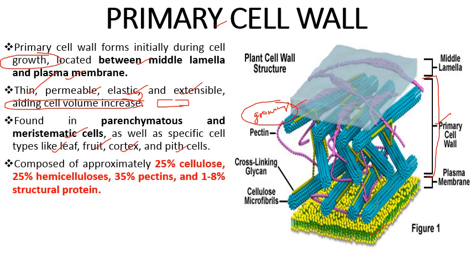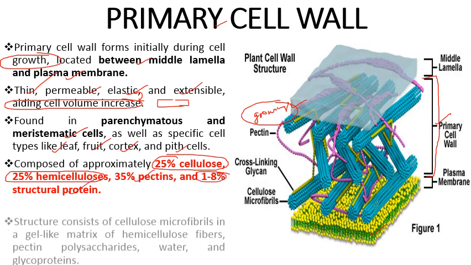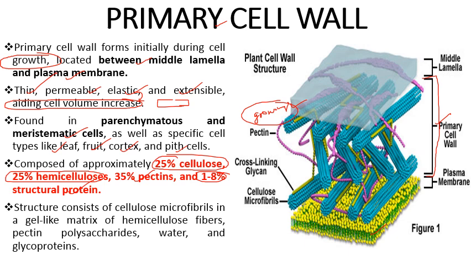और जो ये इसकी केमिकल कंपोजिशन है, it contains 25% cellulose, 25% hemicellulose, 35% pectins and 1 to 8% special structural proteins. तो ये इसकी chemical composition है. If we talk about structure, it consists of cellulose microfibrils in a gel-like matrix of hemicellulose fibers. मीन जो मैट्रिक्स है वो बनी होती है हेमीसेल्यूलोज से, और जो माइक्रोफाइबर्स हैं सेल्यूलोज की हैं, ये लाई करती हैं इसमें. And it also contains pectin, which acts as a filler material. Then it contains some glycoproteins.